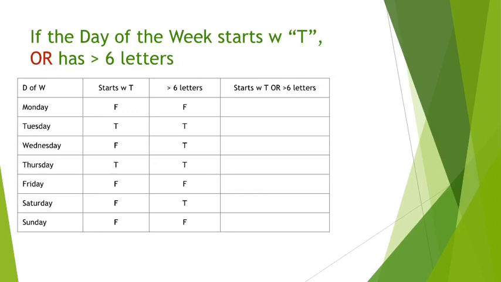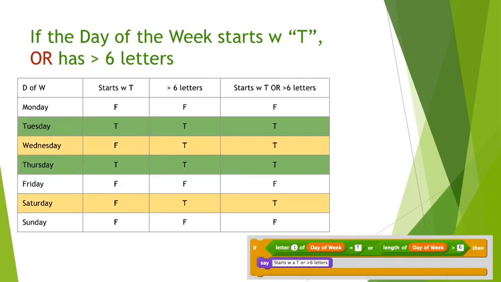Okay, hopefully you're back. And the ones where we have a true, starts with the letter T or has 6 letters, it's going to be most of them, right? So we know that Monday doesn't start with a T, and it's also 6 letters, so that one is not going to be true. But all of the rest are, except for Monday, Friday, and Sunday, they don't start with a T, and they're less than 6 letters, so they aren't, but all the rest of them are. Because this is an or statement, it's like as long as one of them is true, you're good. If they're both true, even better, but all you need is to have one thing that's true.